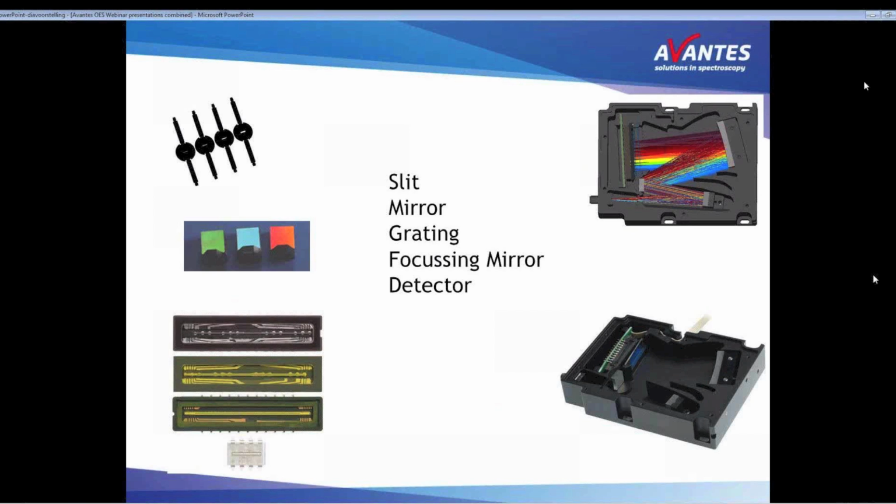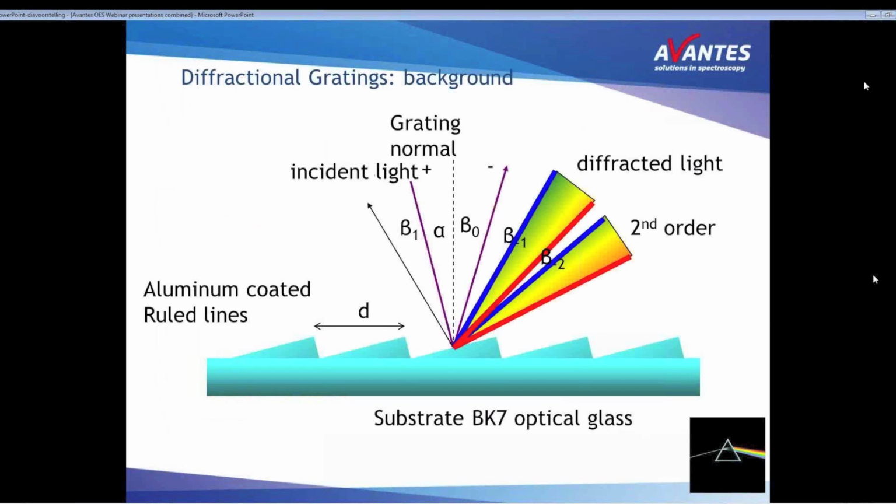So the most important elements in the spectrometer are the slit, the mirror, the grating, the focusing mirror, and the detector. As mentioned, the grating is the dispersive element of the spectrometer. Same as with the prism, it diffracts different wavelengths under a different angle. As you can see in this drawing, there are also direct reflections and other orders present. The design of the optical bench is in a way that this unwanted light will not be projected on the detector, and therefore cause false readouts if it would happen.